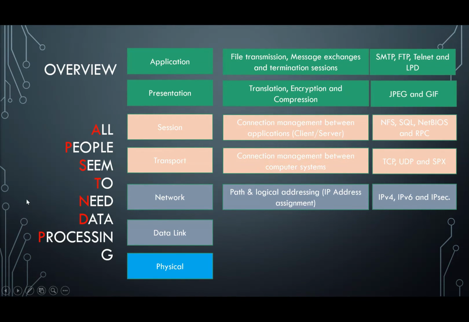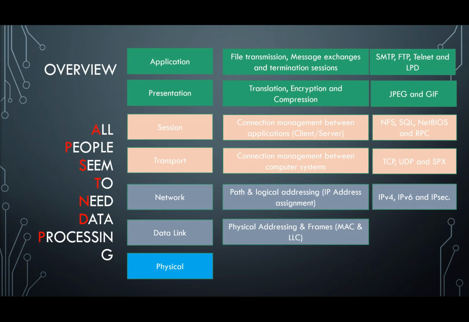So the next layer is the Data Link Layer, which has the physical addressing and frames, MAC and LLC. Most computer engineers who have worked in development for some time may have heard about MAC and LLC. This is the MAC address, which is basically the hardware address, and then physical addressing on the frames.